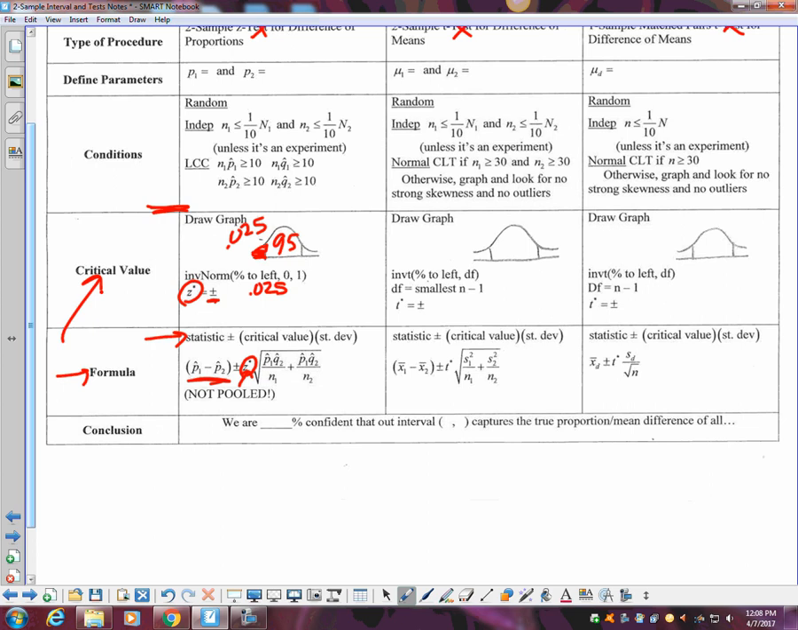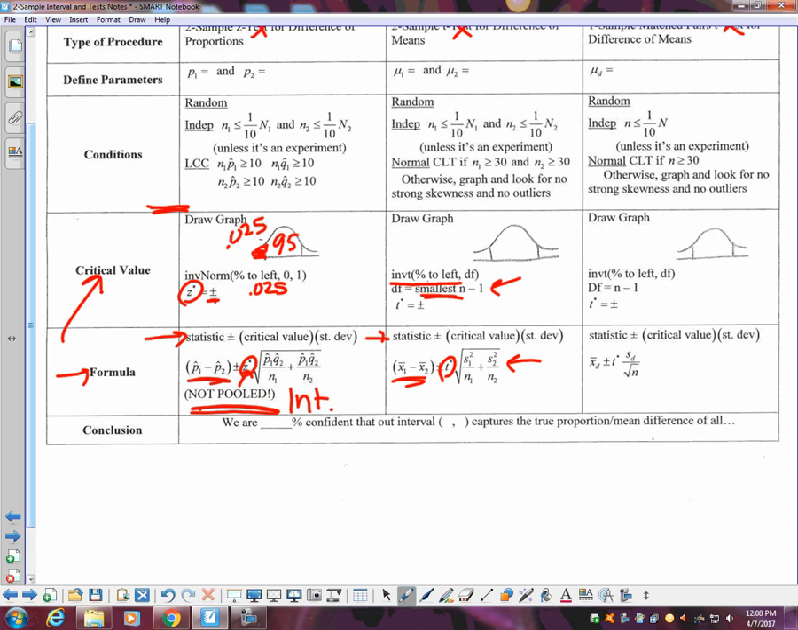Remember, these have hats on them because this is a statistic. This is not pooled because we are an interval, and we don't pool on intervals. We only pool on tests. Same thing for means. You're just going to inverse T instead of inverse norm because your means are T's. The formula in words is the same, but you're switching to x bars and you have a T star. And so you're going to inverse T, percent to the left, and degrees of freedom, and make sure you include that. Remember, it's the smallest n minus 1. And then that's on your formula sheet as well.